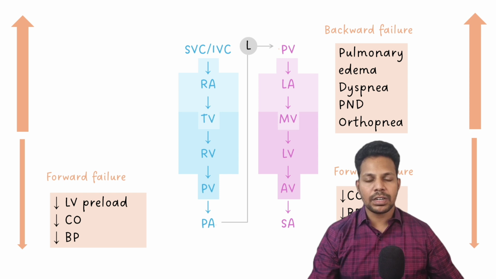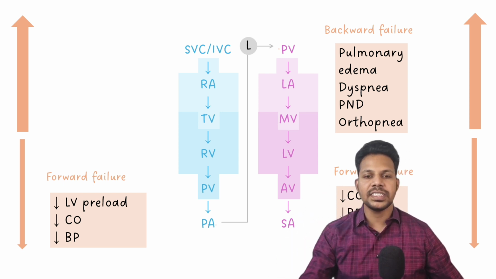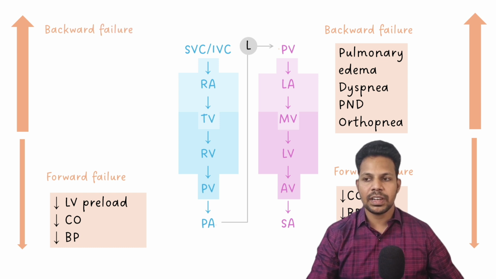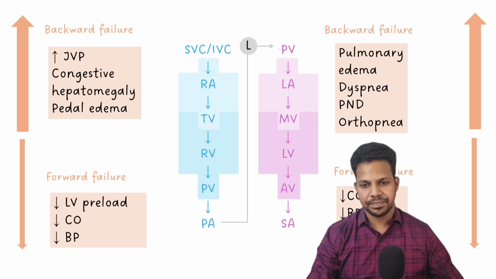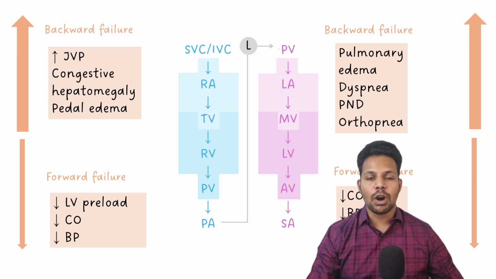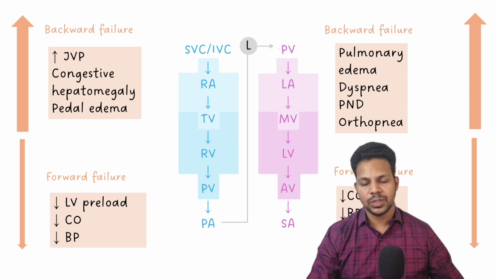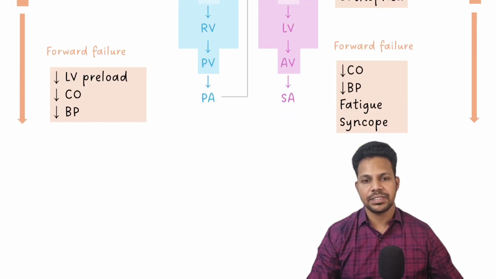Now, when you talk about the backward failure, the right atrium is not accommodating blood. Now the SVC and IVC are getting congested. What do you think you will be able to see? You will see elevated JVP and then pedal edema and congestive hepatomegaly in the abdomen as well on examination. So these are the clinical features of forward and backward failures on the right and left sides. Hope you understood the fluid mechanics here.